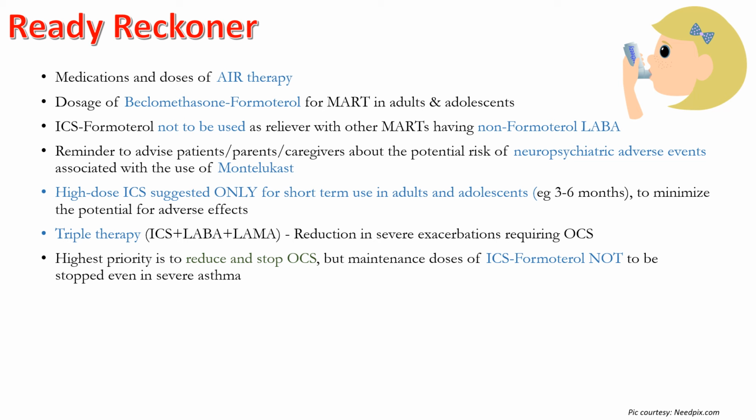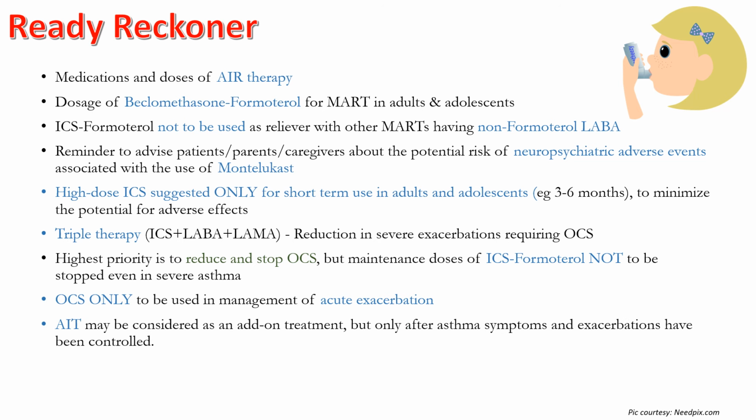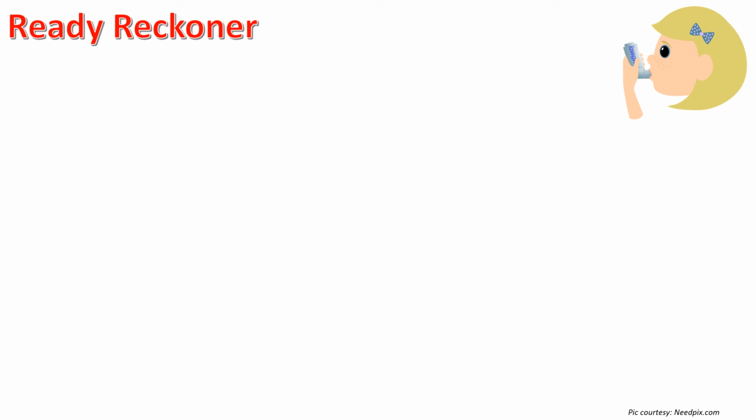Highest priority is to stop oral corticosteroids, but ICS-formoterol should not at all be stopped even in patients with severe asthma who are controlled with biologicals, etc. Oral corticosteroids need to be given only in acute exacerbation. Allergen immunotherapy may be considered as an add-on treatment once the symptoms and exacerbations have been controlled completely. A table of low, medium and high dose inhaled corticosteroids alone or in combination with LABA has been added.